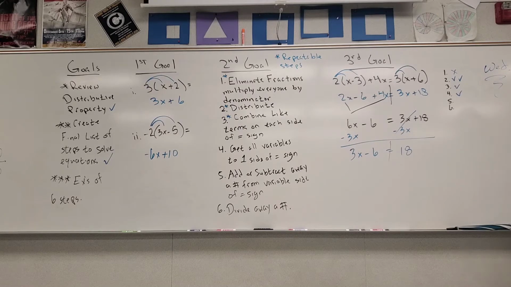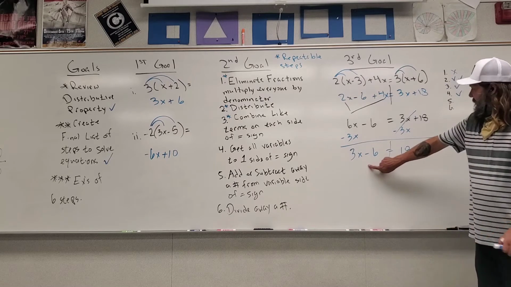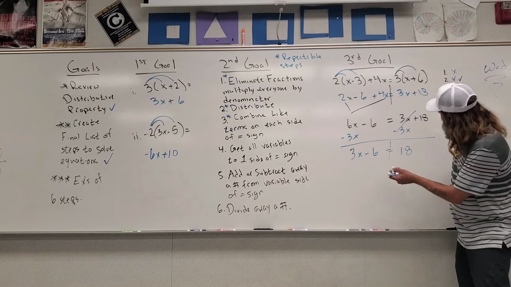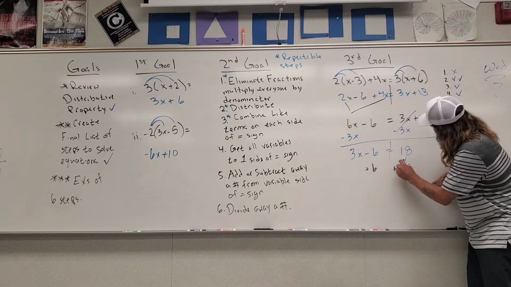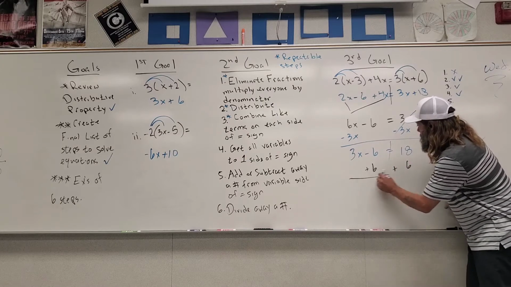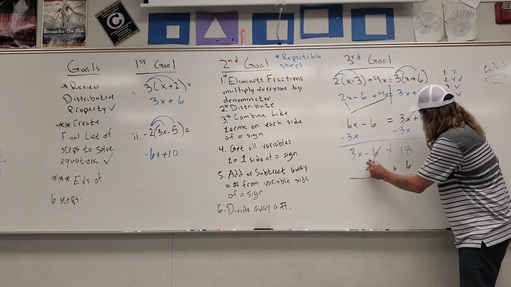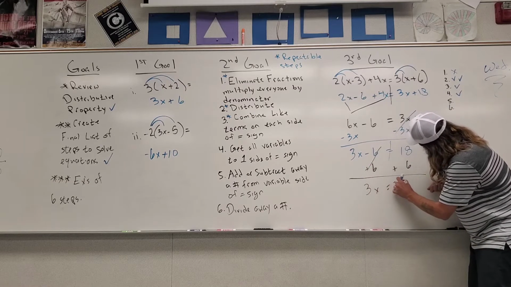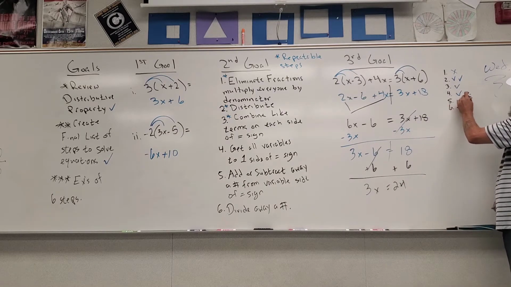So step 5 says add or subtract away a number from the variable side of the equal sign. The minus 6 is on the variable side of the equal sign, so I gotta add that to both sides. I'm gonna add the plus 6 to both sides. The minus 6 and the plus 6 cancel, and I'm now left with 3x is equal to 24. So I'll put a check next to that 5.